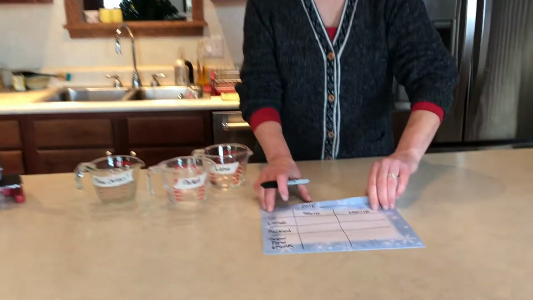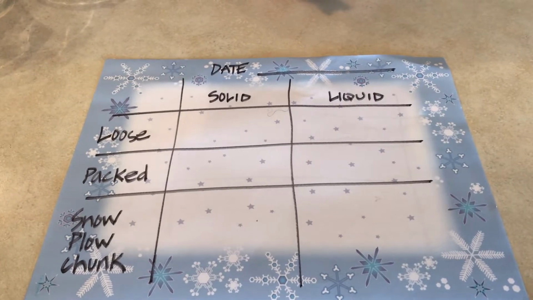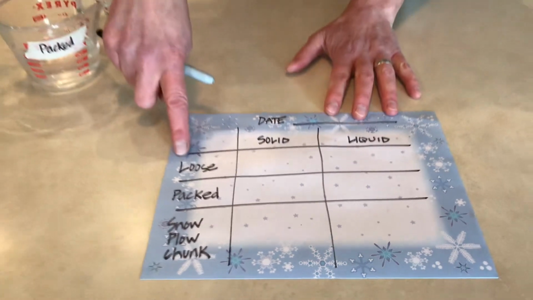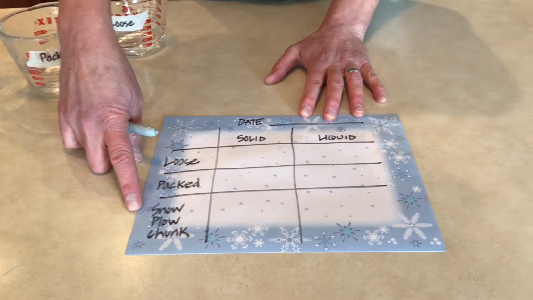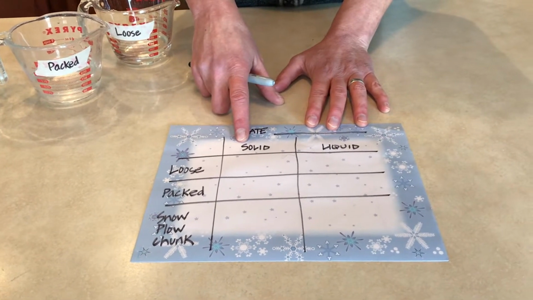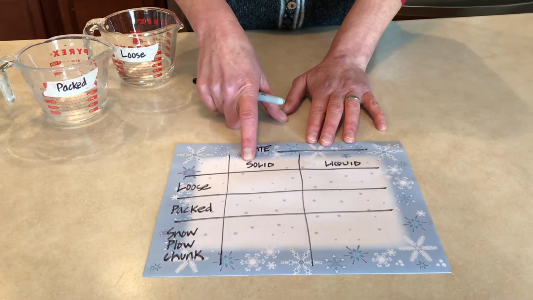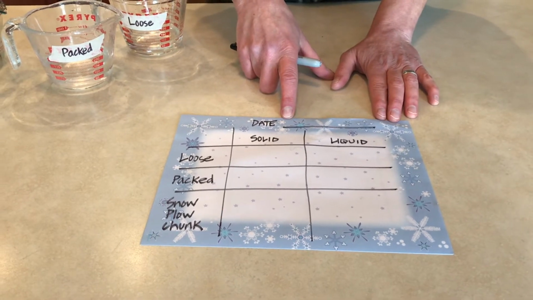So I've created a small data table, and depending on what you want to study, you'll come up with your own data table. I wrote down the 3 kinds of snow that we collected: loose, packed, and the chunks from the snowplow. And we're going to record their volume, how much space they take up, when it's a solid, when it was in the snow form, and a liquid. And you'll see I also have a place to record the date.